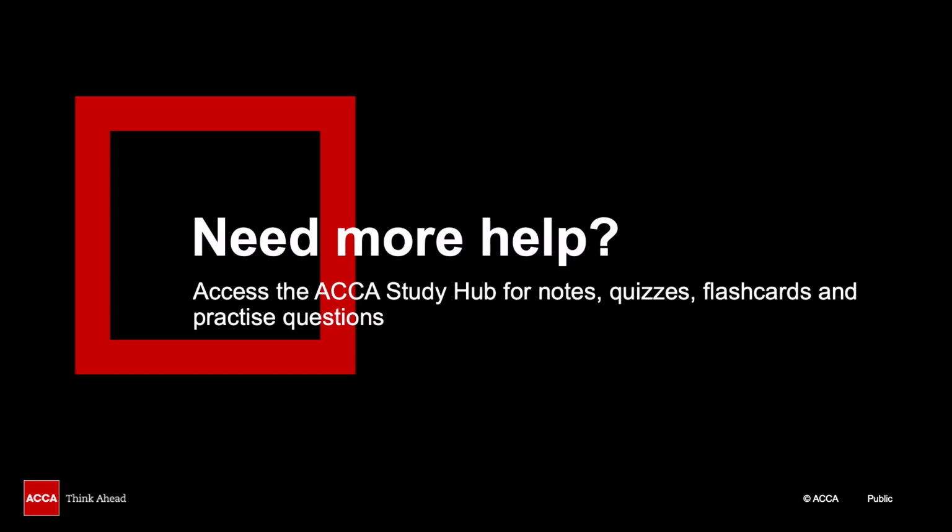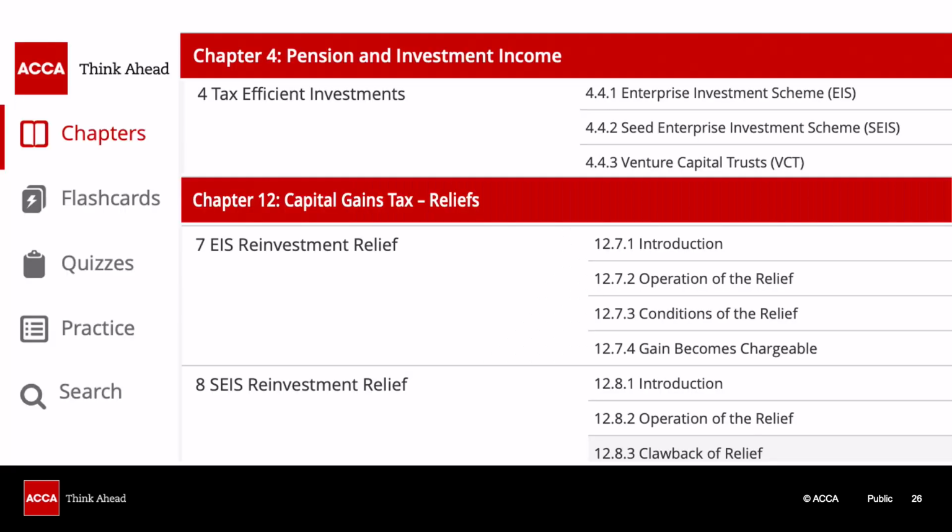If this session has made you think you need to look again at some of the rules around EIS and SEIS reliefs, you can access lots of help in ACCA's free study hub. You'll find notes, flashcards, quizzes, practice questions to help you brush up on these important parts of the ATX syllabus. Make sure to access it through your study and revision phases to help you prepare for your exam more effectively. If you're looking specifically for further detail on the topics we've discussed in this session, I recommend you have a look at chapters 4 and 12 of the ATX Study Hub. There are a number of sections in there that cover EIS and SEIS reliefs.